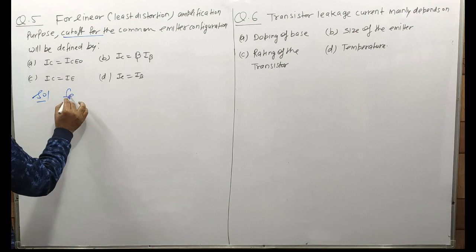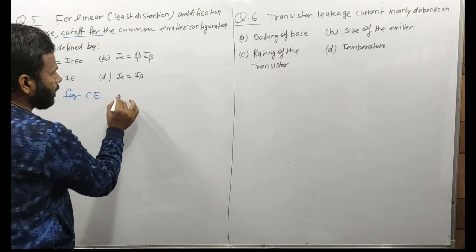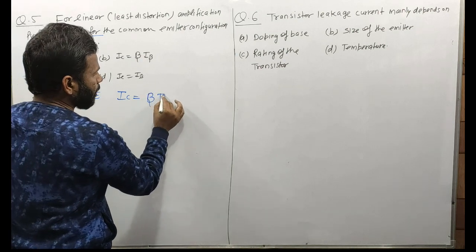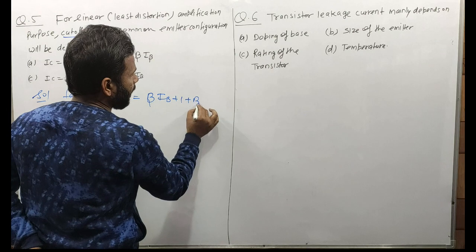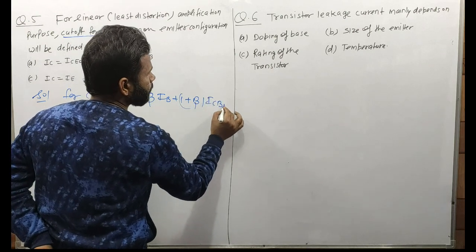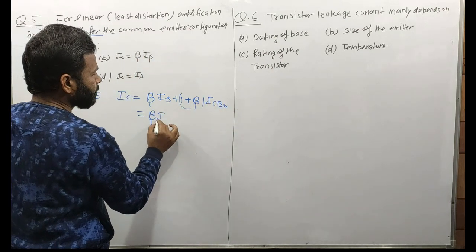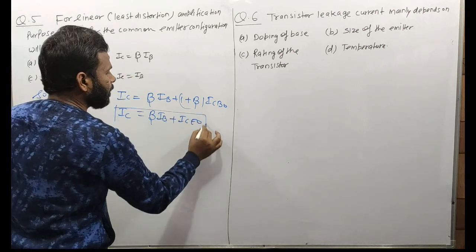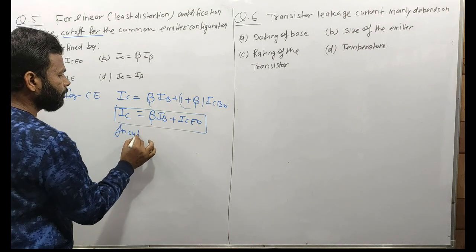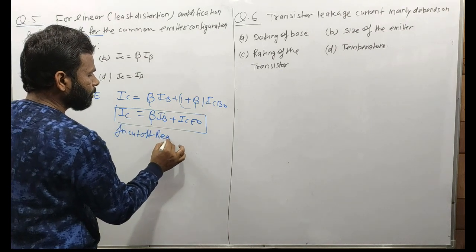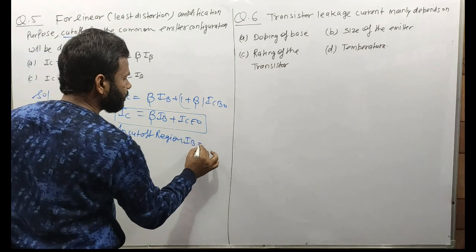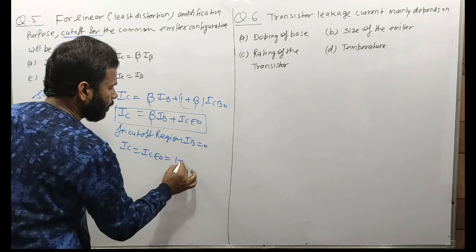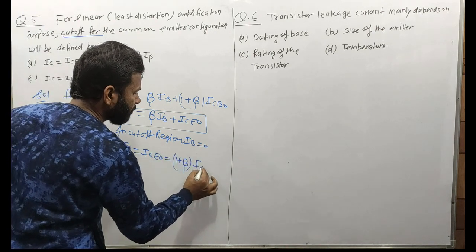For common emitter the IC is what? It is beta IB plus (1 plus beta) times ICBO, that is also equal to beta times (IB plus ICBO). Now in cutoff region the base current is 0, then the IC is only equal to ICEO, that is equal to (1 plus beta) times ICBO.